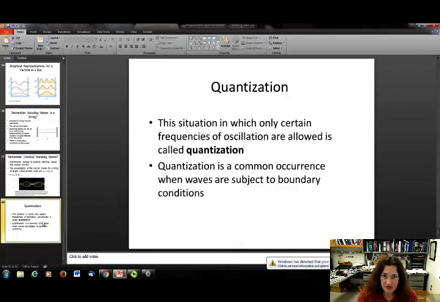This is a theme that's going to be repeated again and again. There are situations where only certain frequencies or wavelengths of oscillation are going to be allowed, and that's called quantization, hence quantum mechanics. Quantization is a really common occurrence when you have waves that are subjected to boundary conditions. And that's exactly what we've got in quantum mechanics: particles that have wave properties and are subjected to boundary conditions, like being confined somewhere by some kind of potential energy.